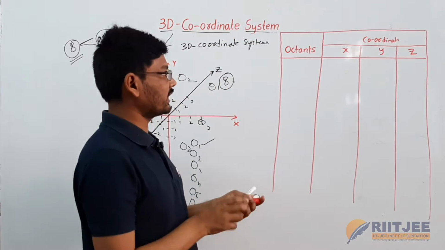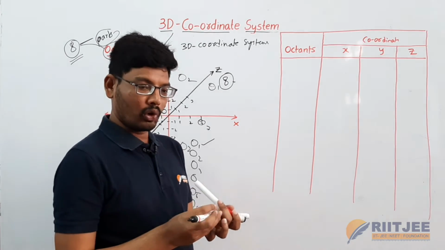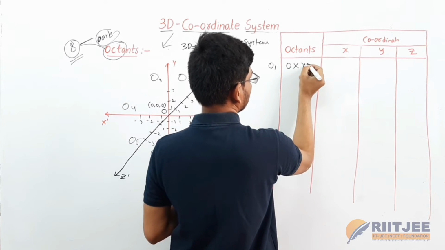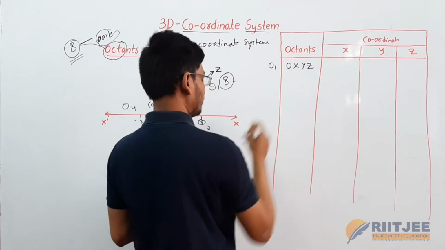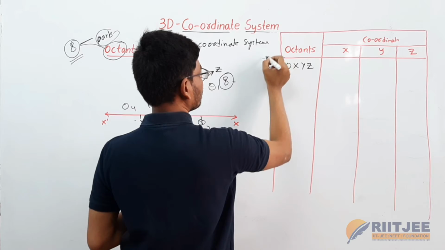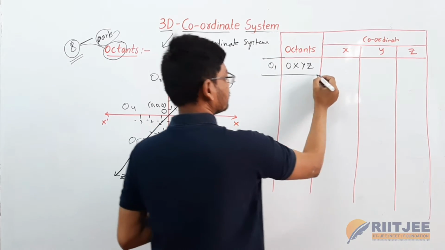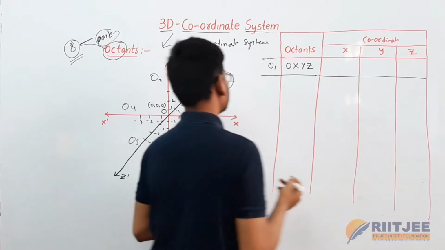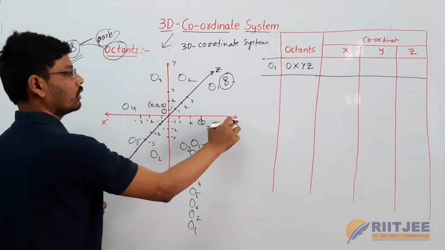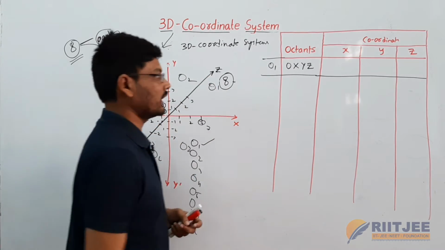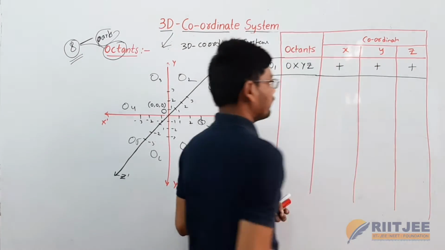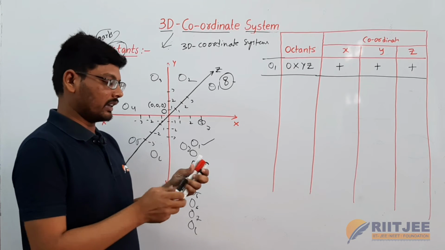How many octants are there here? The first one is OXYZ, O1. Here all are positive. O1 is nothing but OXYZ, where all are positive. The X ordinate will be positive, the Y ordinate will be positive, and the Z ordinate will be positive here. I am showing it graphically.